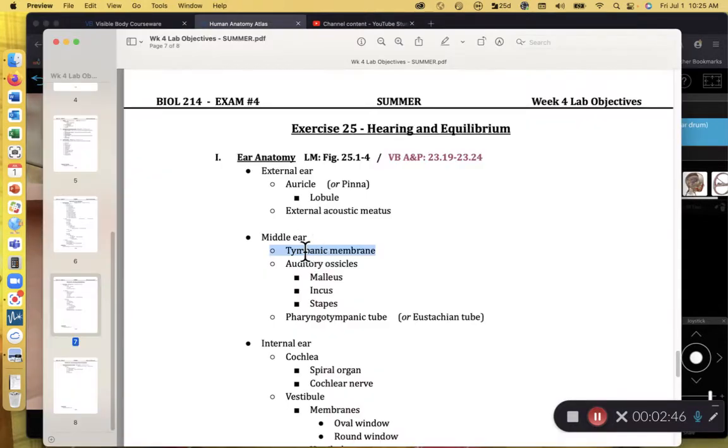The root word here is tympan, and it means drum. For those of you who have any kind of orchestra or band experience, you may have heard of the tympani, which are large brass or large copper drums. They have a very distinctive sound.